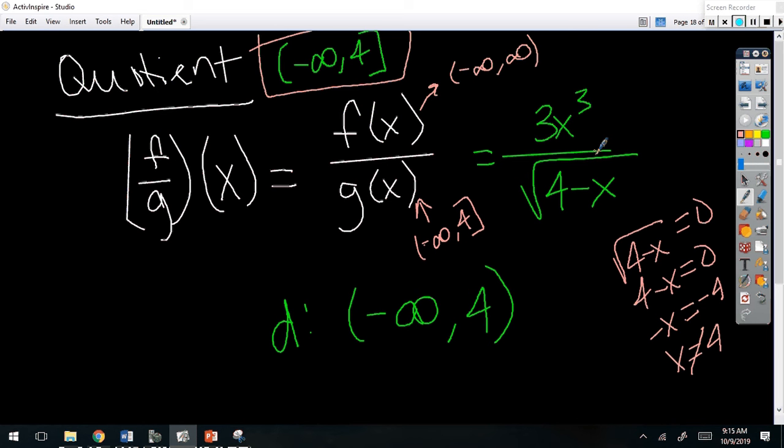And then I also have to look at when the bottom is 0. I've got to look at those two scenarios. So it's the domain that they share and then anything they need to leave out. Everybody okay? Let's compose some functions.